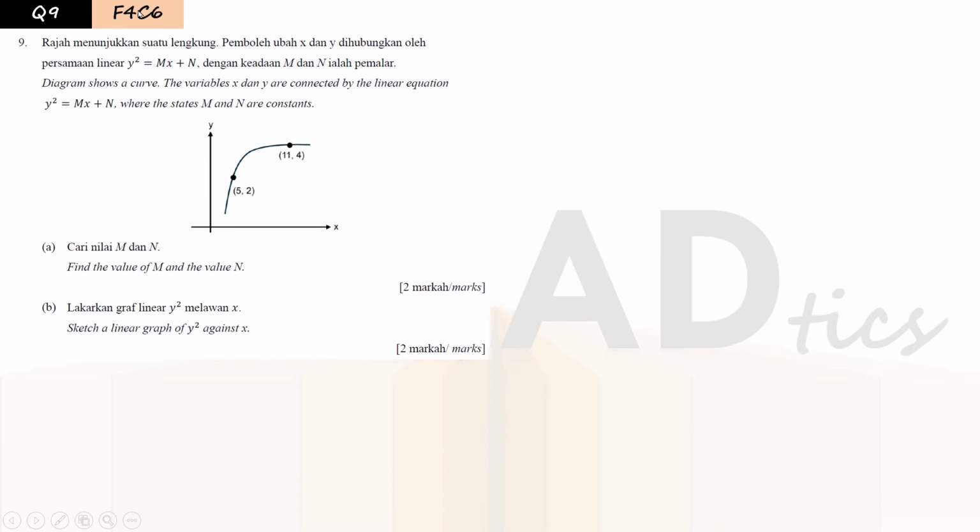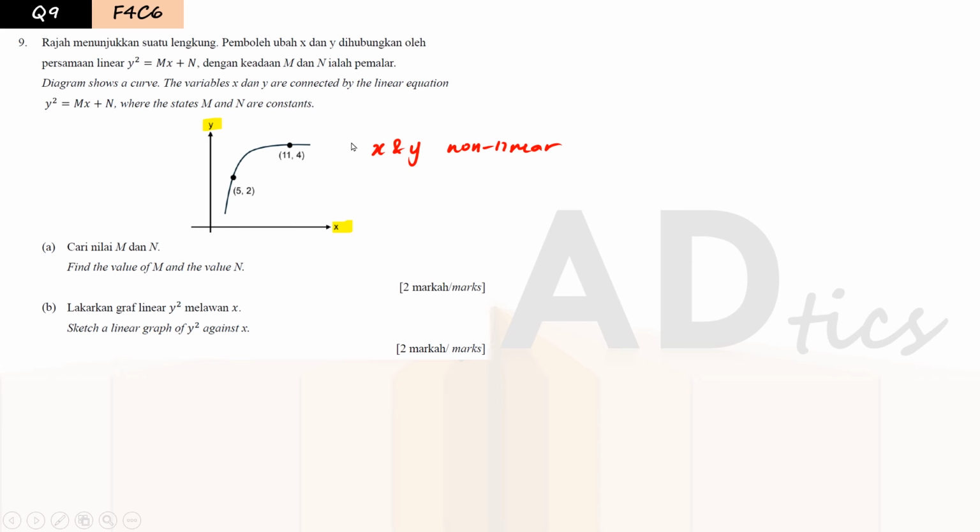For the next question, it focuses on linear law. Here we are given a diagram and it shows this curve. If you see the axes, they are the small x and the small y. So what does this mean? This means if we use the small x as the x-axis and the small y as the y-axis, it will produce a non-linear graph, because as you can see, this graph is a curve.